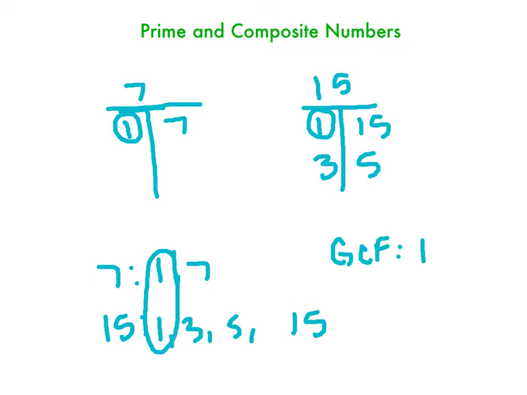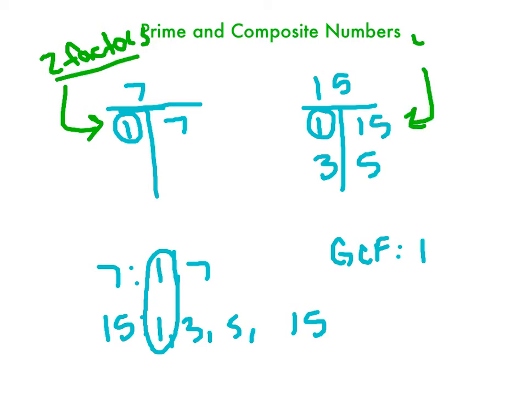But for today, we're actually looking at the amount of factors that they have. You'll notice that 7 only has 2 factors, 1 and 7. So 2 factors. This is going to come in useful in just a second. And you'll notice that 15 actually has 4 factors, or more than 2 factors. This is going to be important when we talk about prime and composite numbers. So let's talk about that.